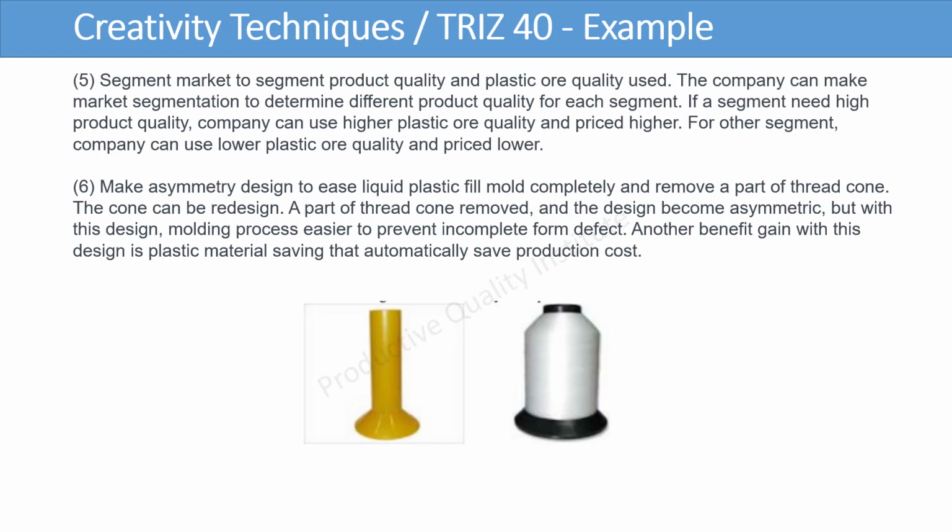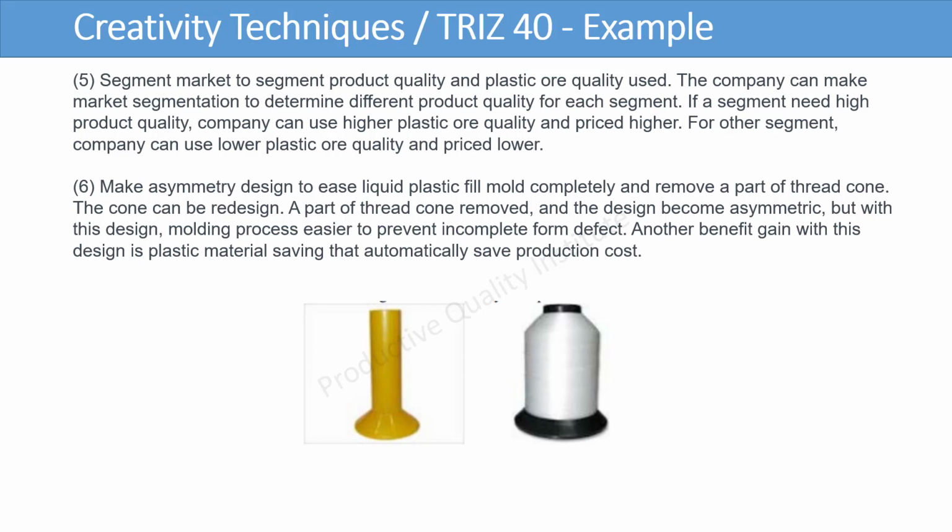5. Segment the market to segment product quality and the plastic ore quality used. The company can make market segmentation to determine different product quality for each segment. If a segment needs high product quality, the company can use higher quality plastic ore and price higher. For other segments, the company can use lower quality plastic ore and price lower.